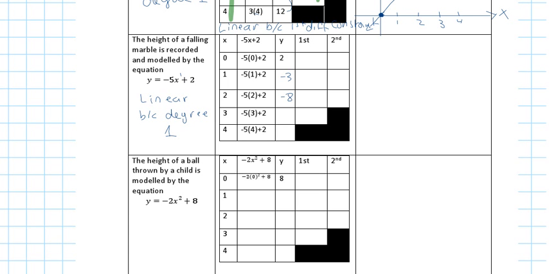Remember, multiplication comes before addition, right? So negative 5 times 3 plus 2, negative 13. And negative 5 times 4 plus 2 is negative 18. Okay, so I found my y values. Now I need to look for the first difference.